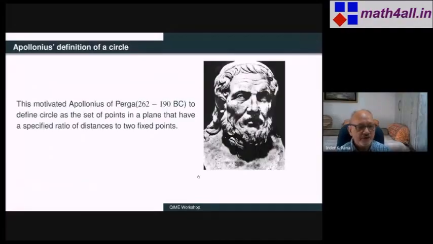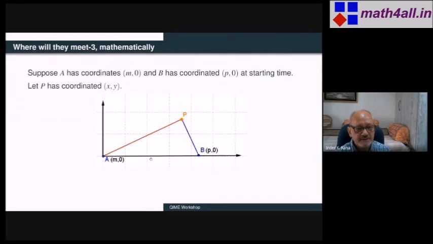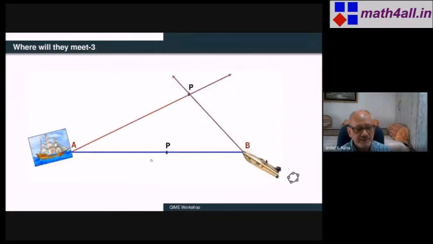This was proposed by Apollonius, and by his problem and his solution, he defined the circle as the set of points in a plane that have a specified ratio of distances to two fixed points. And we saw it in GeoGebra also. I hope all were able to see that animation in GeoGebra.